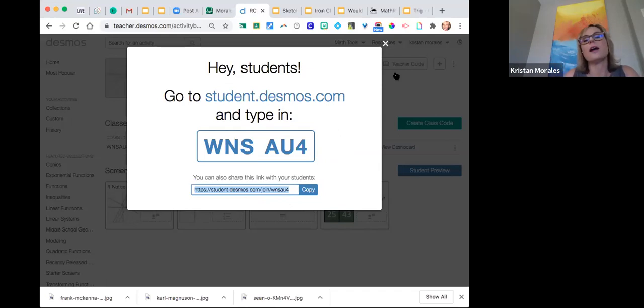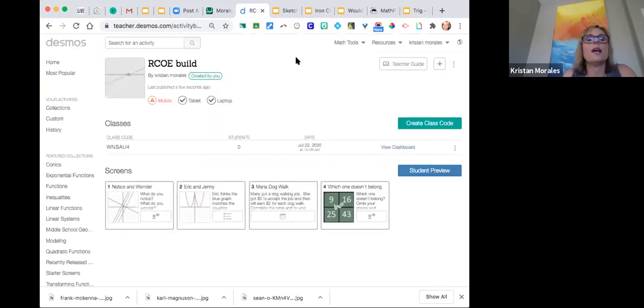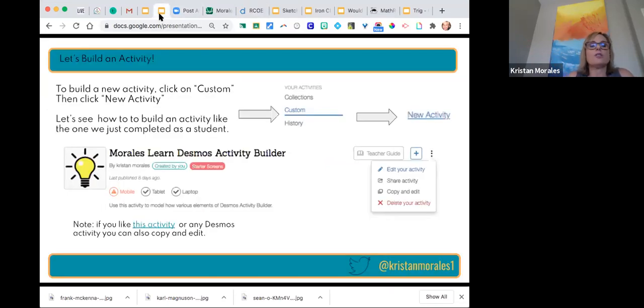So that's another idea you could do with students: you could assign it ahead of time. And then the next day, when you're doing synchronous learning or face-to-face learning, have a class discussion. So either way is a great way to take a look at Desmos Activity Builder, right? I also want to talk about some other activities that you could do.